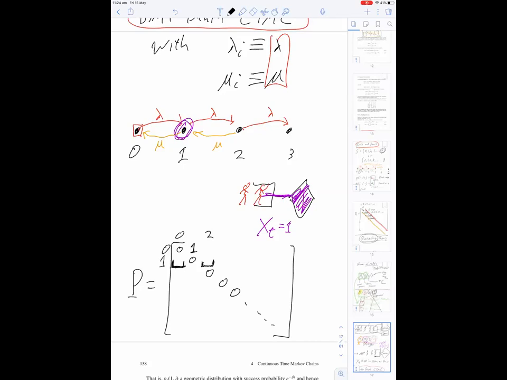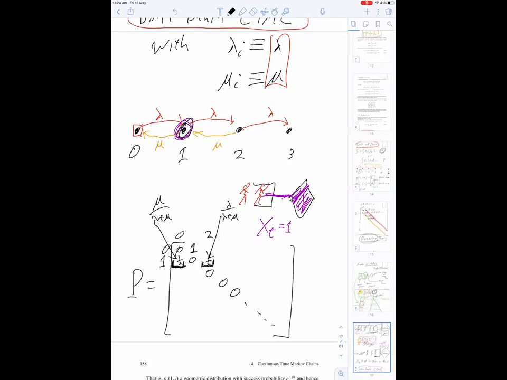So that's this one, for example. What's the chance of going from state one to state zero? Yep, Emily, very good. So mu over lambda plus mu, and then this will be the complement to what Emily said, lambda over lambda plus mu. Okay, if lambda equals mu, it's going to be half and half, okay?